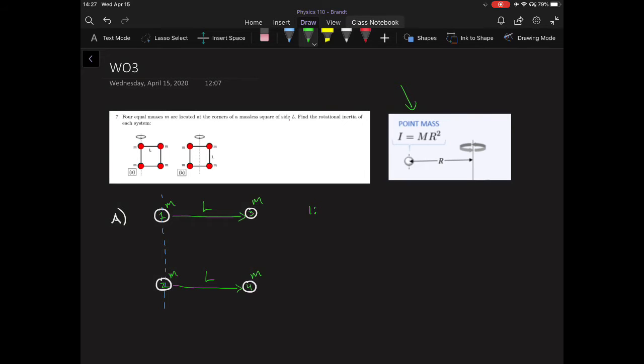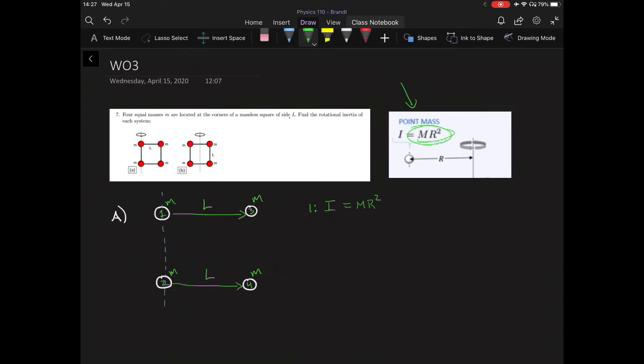So for mass 1, I equals mr squared from our equation sheet here. So in this case, our m is going to be just m. Our r, or our distance away from a rotational axis, for mass 1 is 0. So that goes to 0. For 2, it's the exact same thing. We have a mass m, and we are 0 away, so that whole thing goes to 0.